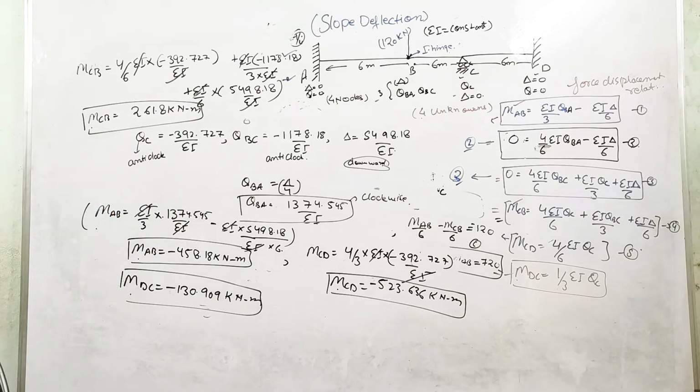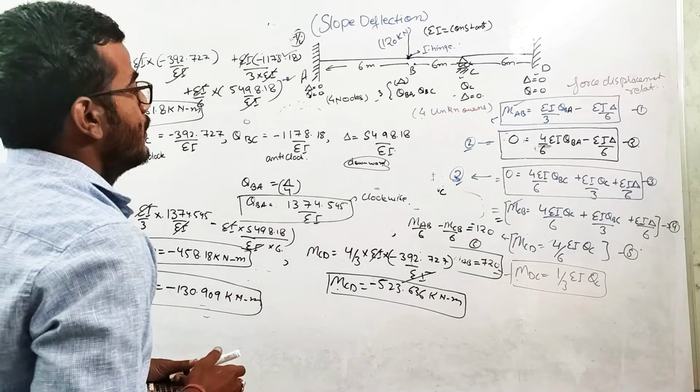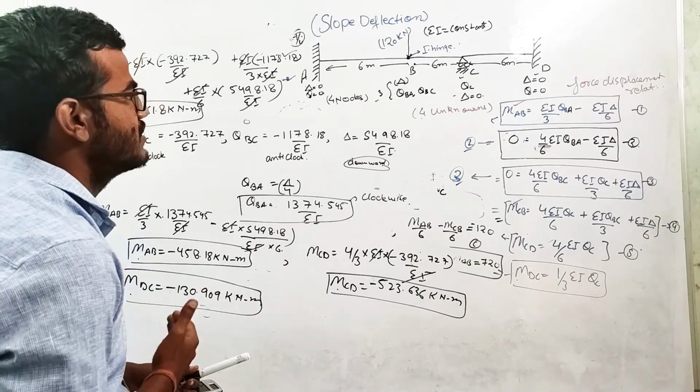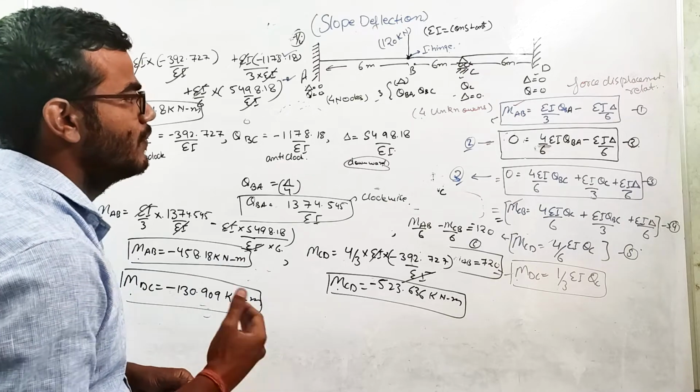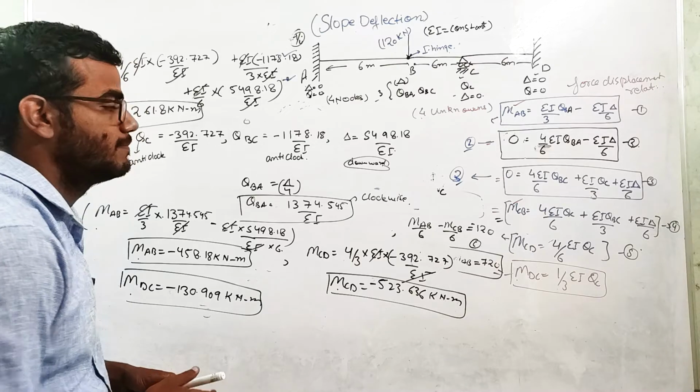So guys, we have calculated the value of MCB, MDC, all these member end moments. Now with the help of that, we'll find the vertical reactions generated at the supports, and also we'll be seeing the shear force and bending moment diagram and deflection diagram. Okay.